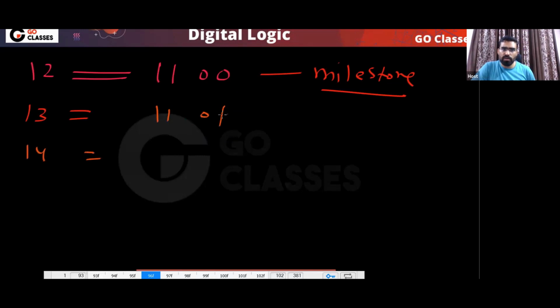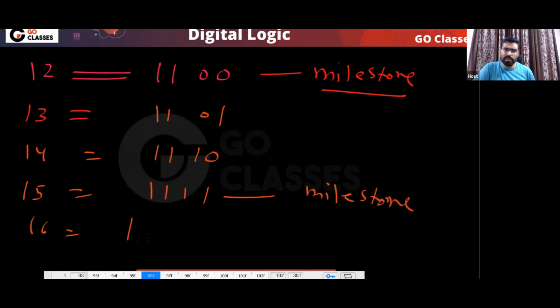14 will be what? After 0, 1, you will get 10. And the 15 will be this. This is another milestone. And 16 is very simple. 16 is extremely simple because this is a power of 2. So now you can find 17. 17 will be 10001. From this you can calculate.